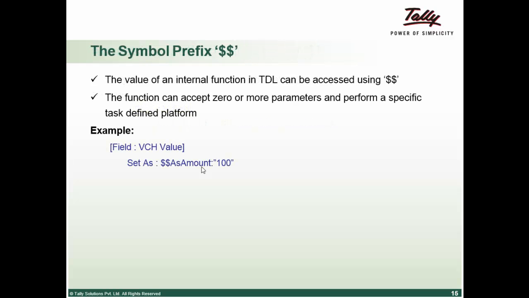Then we have the double dollar symbol. In TDL, functions are inbuilt, and TDL programmers can also make functions. A function can accept zero or more arguments, perform a specific task on the arguments, and return a value. While identifying that it is a function, a double dollar is used to make the system understand that what you are writing is a function, which may or may not return a value based on the function's nature.